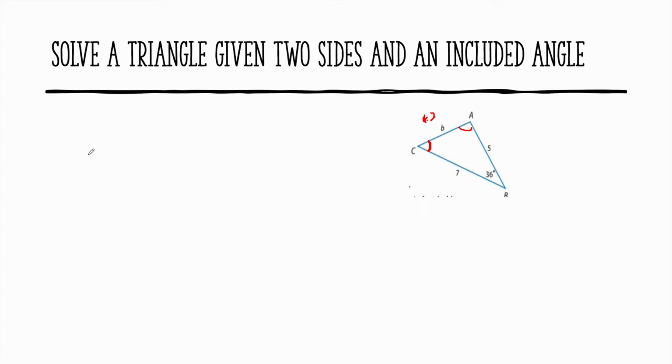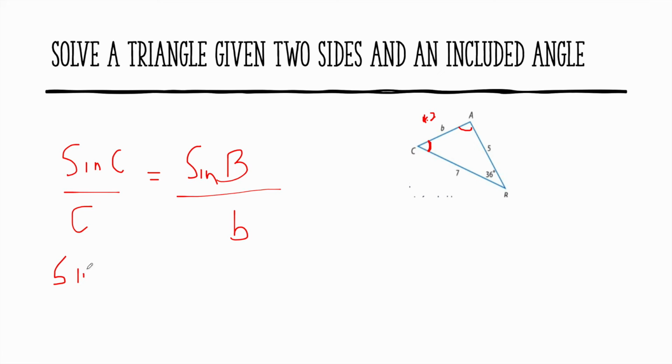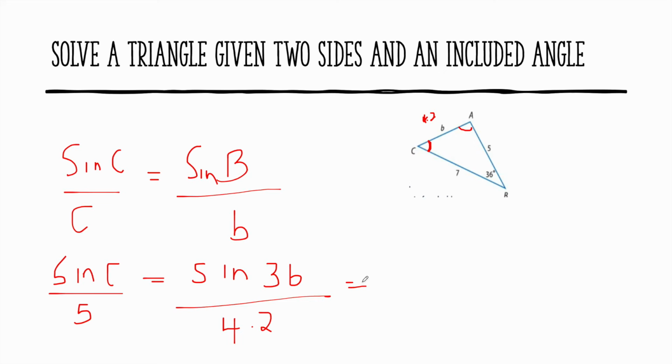So you say sine C, because we're looking for angle C, divided by C is equal to, what do we have? We have B and b. Sine B over B. So what is our sine C? We don't know it. That's what we're looking for. And our C is 5, equal to sine our angle, 36, and then our B is 4.2.